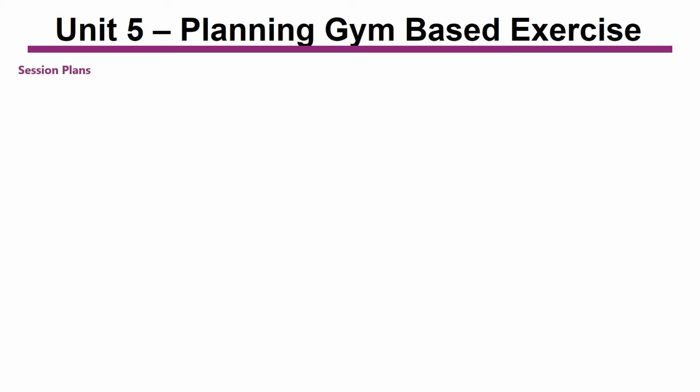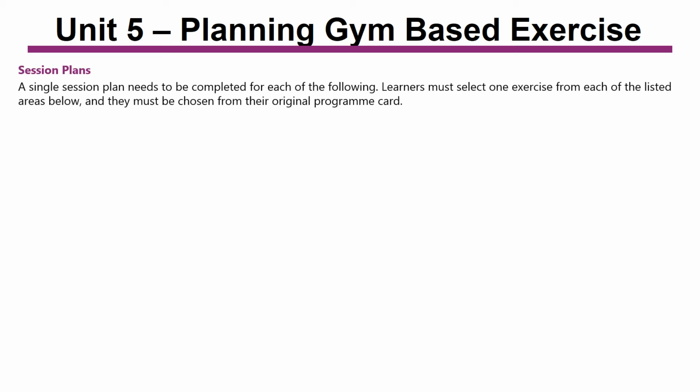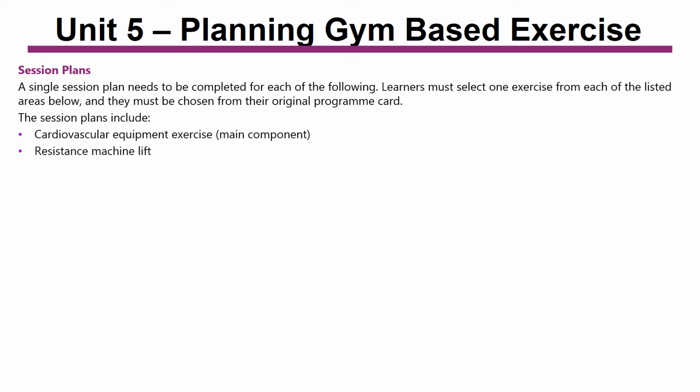So let's have a look at the session plans and what's required within these. So a single session plan needs to be completed for each of the following. Learners must select one exercise from each of the listed areas below, and these must come from their original program card. So the session plans include cardiovascular equipment exercise, which should be the main component, resistance machine lift, free weight lift, and 1 body weight exercise.